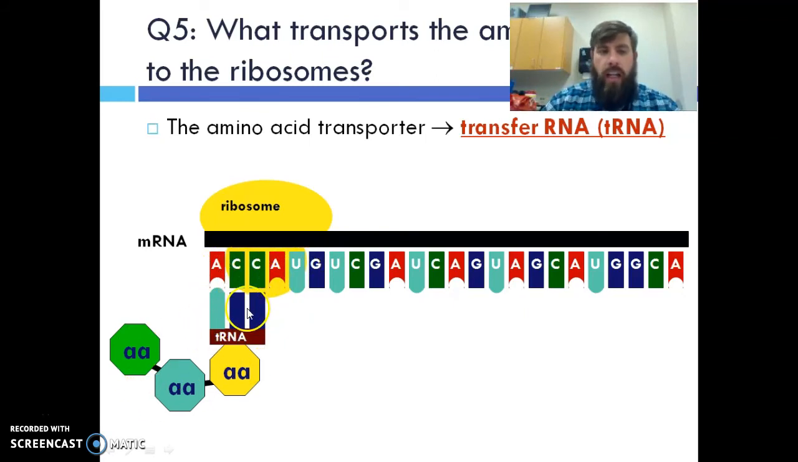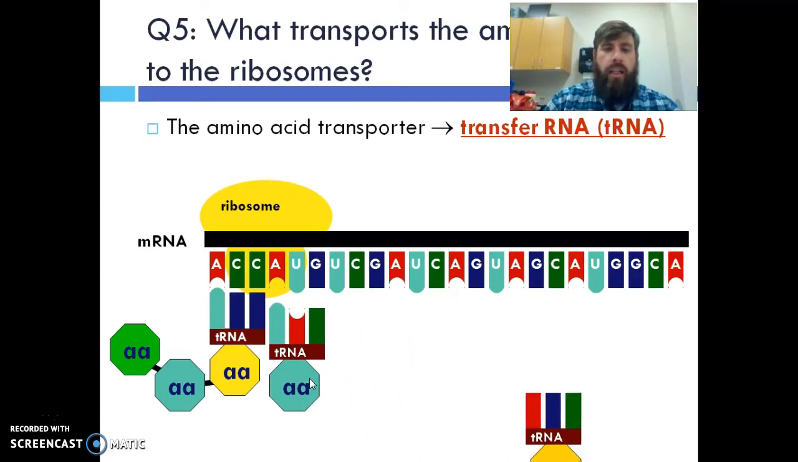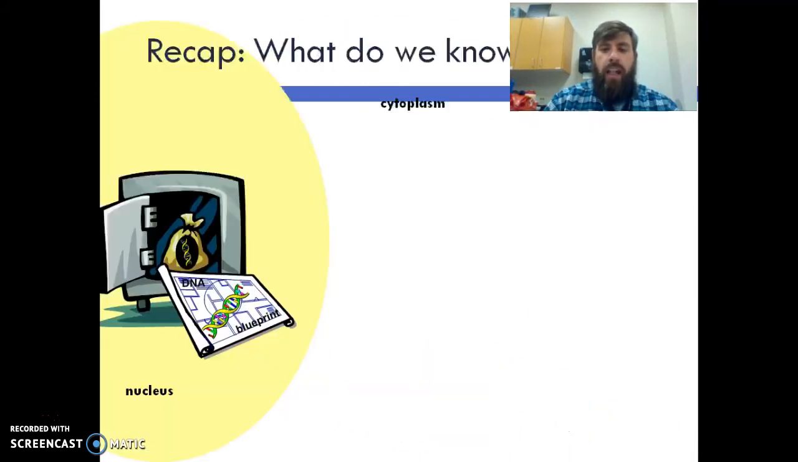Here's our mRNA, and you can see how it fits like a puzzle. If you have ACC, on this side you're going to have UGG, and that tRNA brings in the correct amino acids. And as it goes along, it keeps on adding and adding until you get your protein.